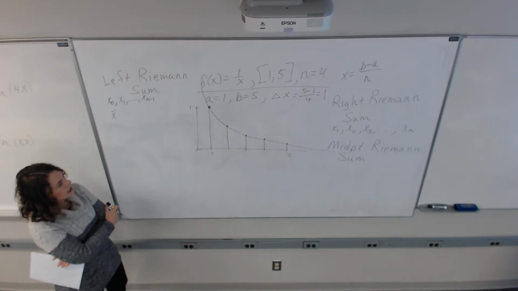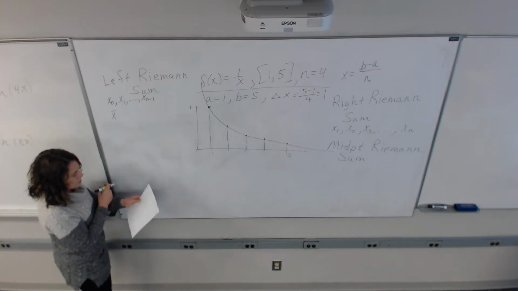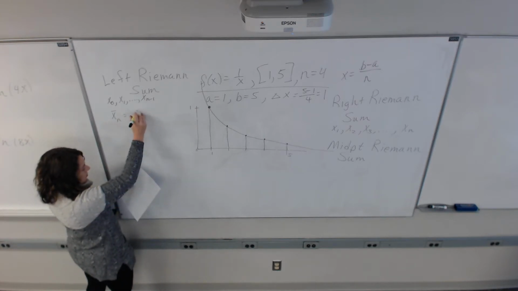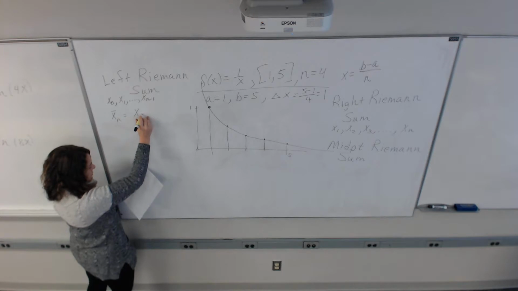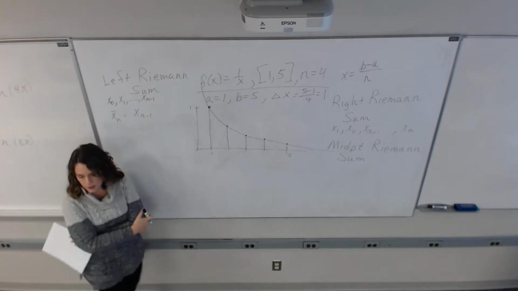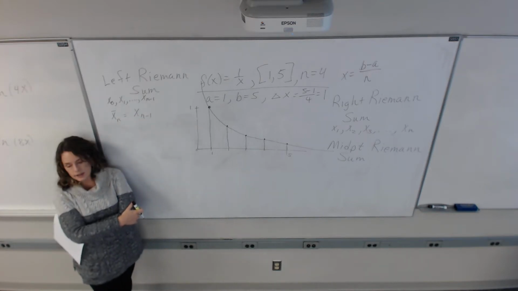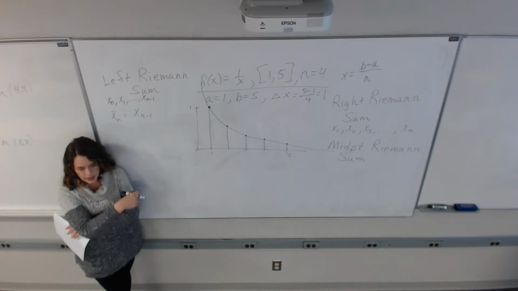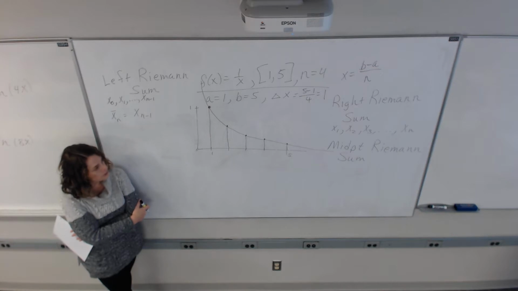But in order to calculate these, for the left Riemann sum you always want the one on the left side, right? So you want n minus 1, basically. This x bar, which ones do you use? Use the left side, one less than what you're going to, all right?